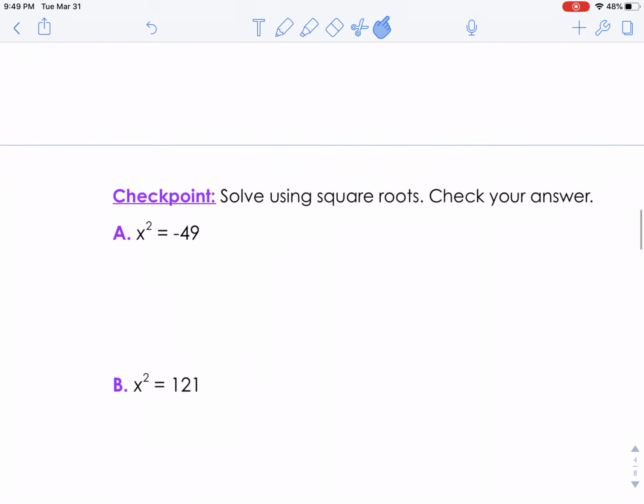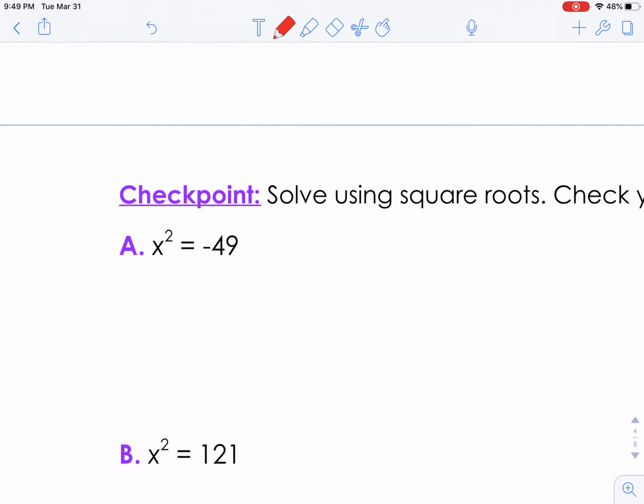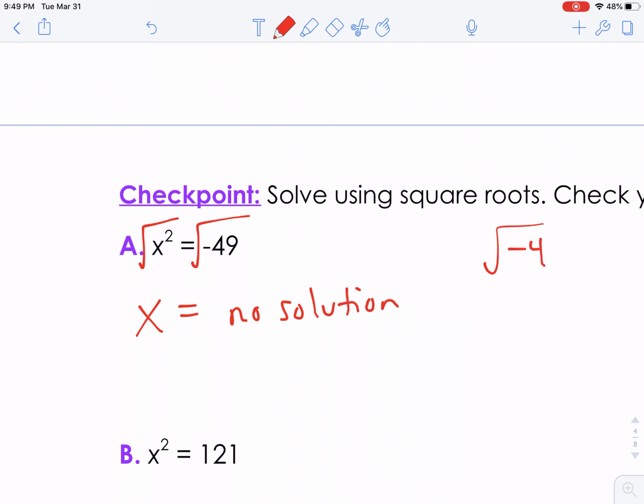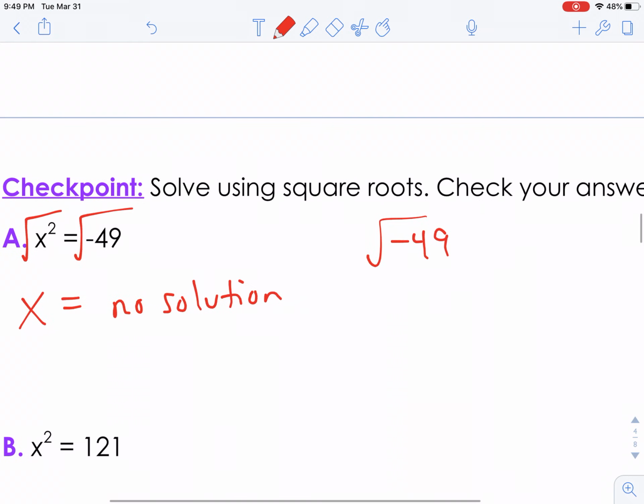This slide. All right, this one's a little tricky. When you square root both sides, square root of x squared is just x. Square root of negative 49 is actually not possible. Okay, you cannot square root a negative number. So this has no solution. You could check that in your calculator. Type in the square root of negative 49. You'll get an error.